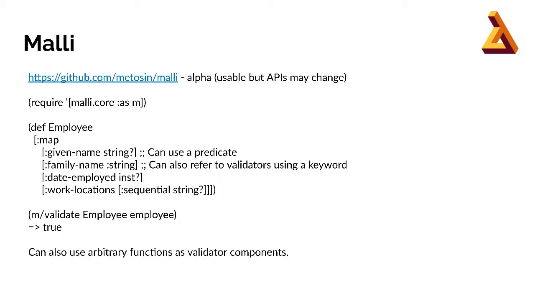Date employed inst, work locations sequential strings. So it's fairly clear to read at a glance what's going on here. I think it's pretty good. Again, you can validate things, and you can use any function you want really as these validator components. So if you want to define your own wacky predicate that does a million separate things, go ahead. It's totally fine. You can use your business validation function there. Yeah, no problems.